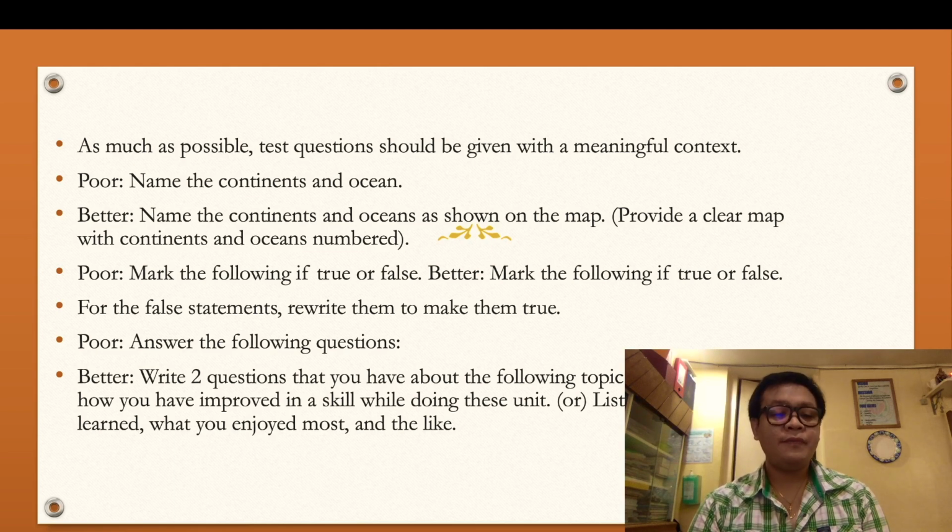Another example of being poor: answer the following questions. It would be better if you say, write 2 questions that you have about the following topic, describe how you have improved in a skill while doing this unit, and list 3 things you have learned that you've enjoyed most, and the like.